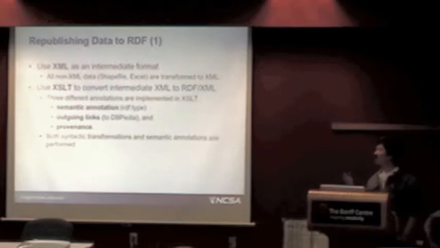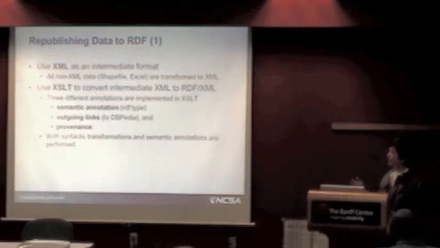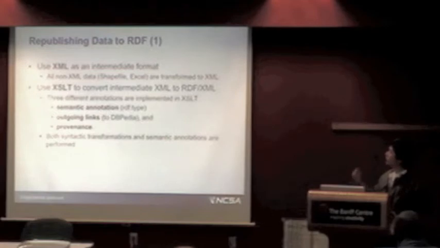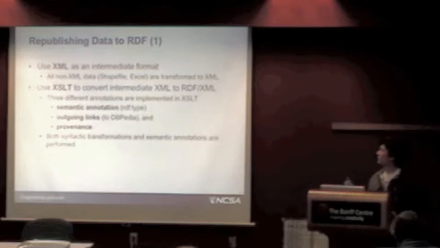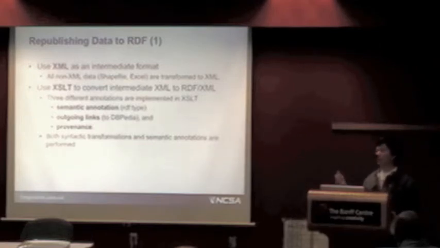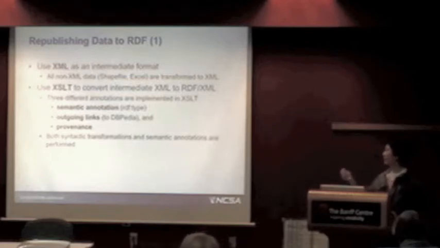So we will address those four challenges one by one. First one is data publishing. We have mentioned we use XML and the XSLT style sheet to process the data. We do different annotations. First is semantic annotation, which is to add semantics from ontology to the data. And we make outgoing links. DBpedia has a lot of web pages describing the spatial features such as states and counties. So by linking to them, we can get more data. And we track provenance.